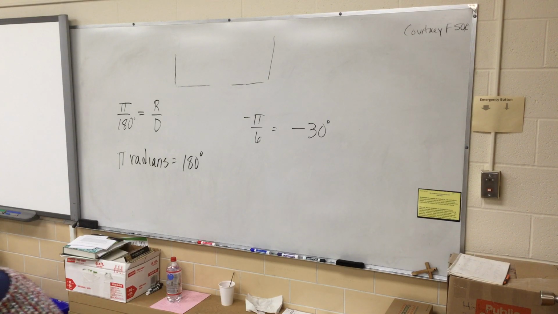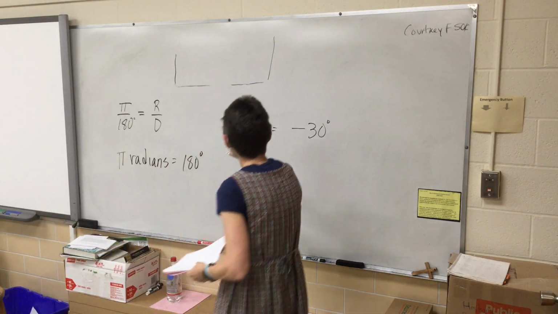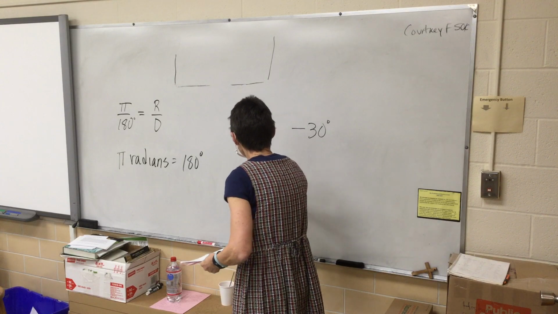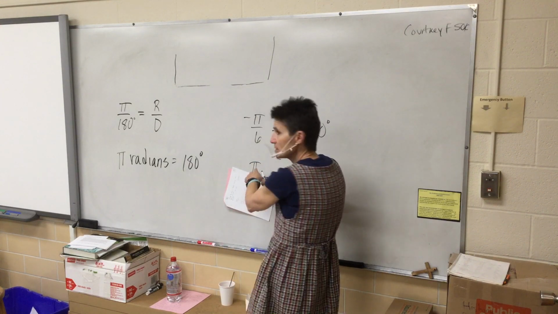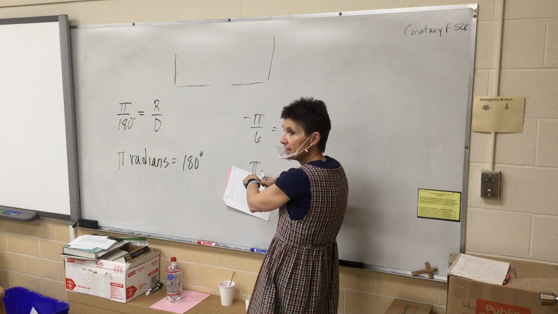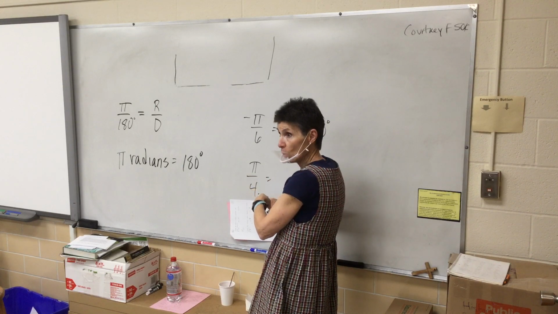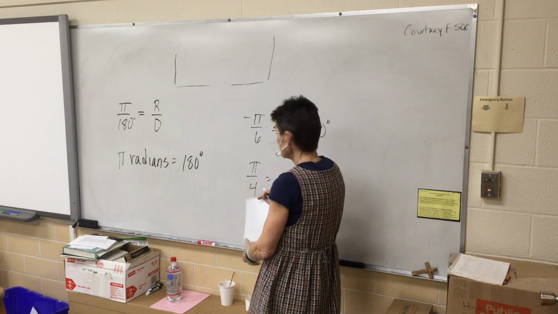Okay, let's do A. Pi over 4. Now you all know pi is what? 180. 180 divided by 4. 45. 45 degrees.